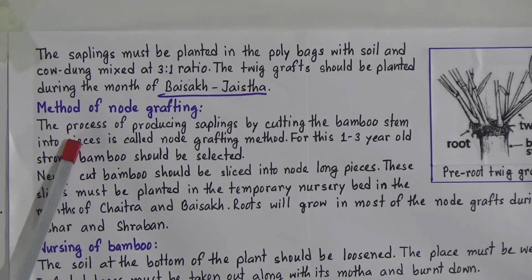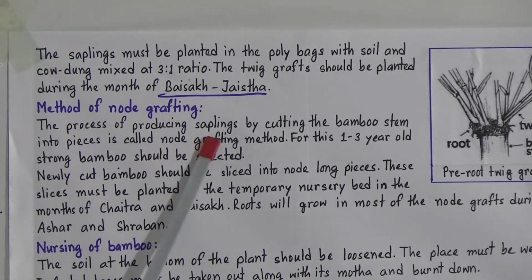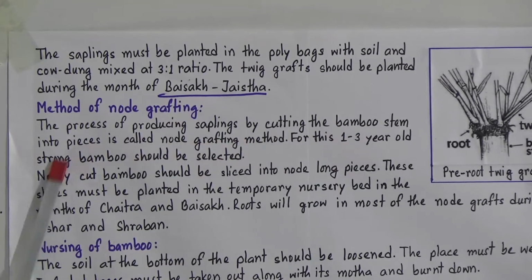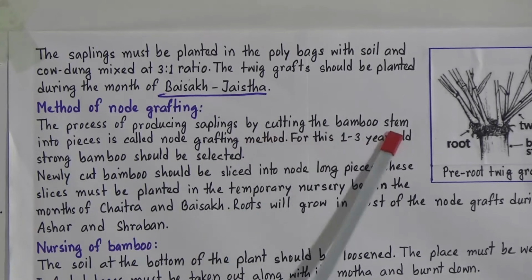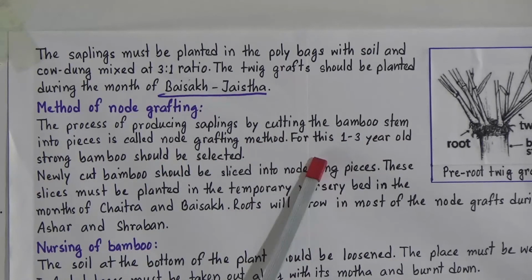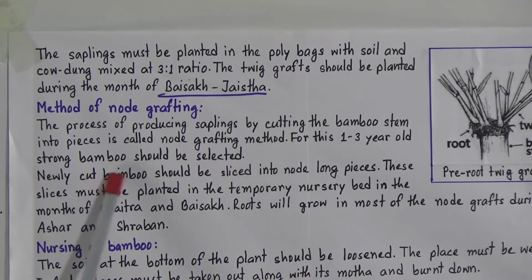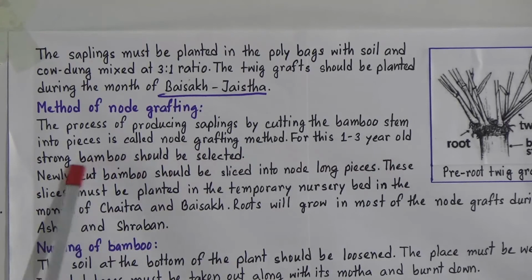Now the next method is node grafting, the process of producing saplings by cutting the bamboo stem into pieces. So what is called node grafting method? The process of producing saplings by cutting the bamboo stem into pieces is called node grafting method. For this, 1 to 3 year old strong bamboo should be selected. So for this method, we must select 1 to 3 year old strong bamboo.